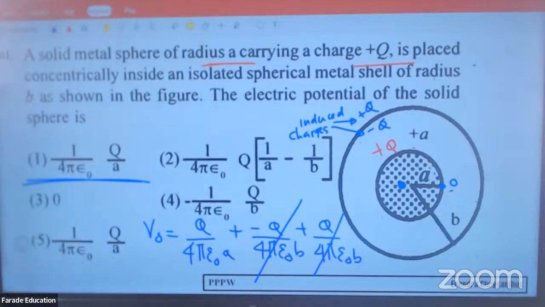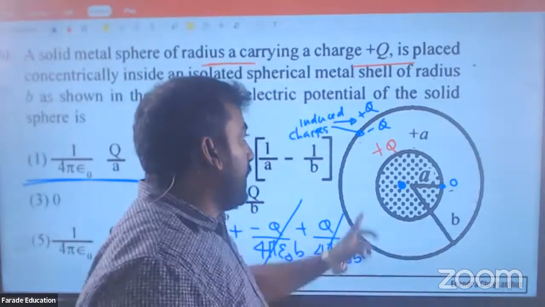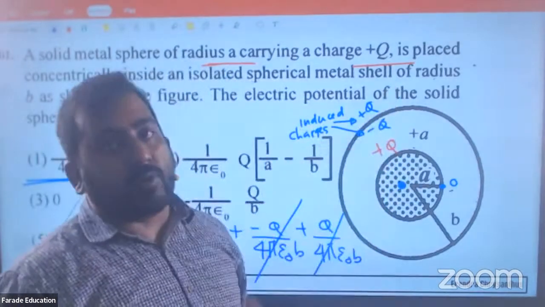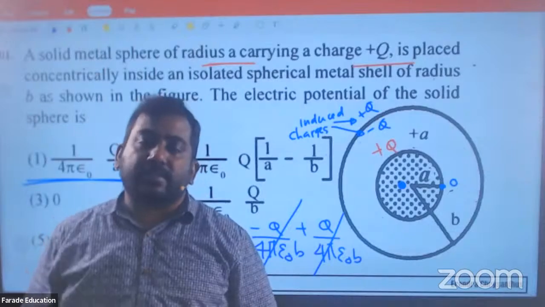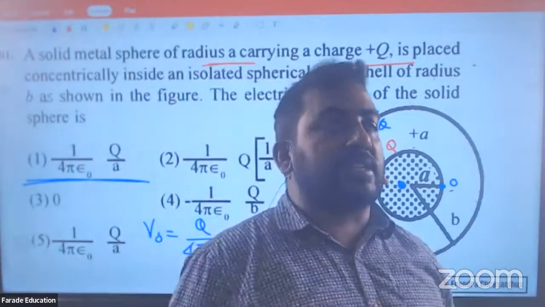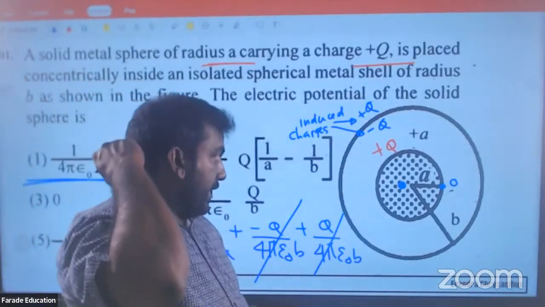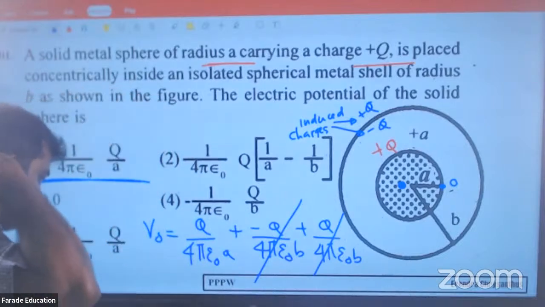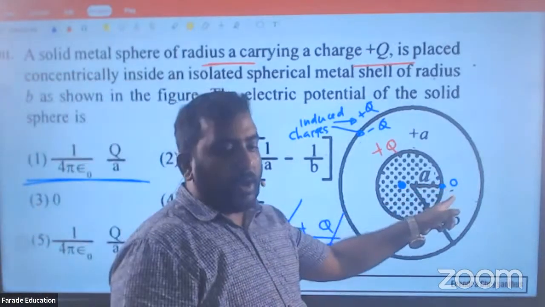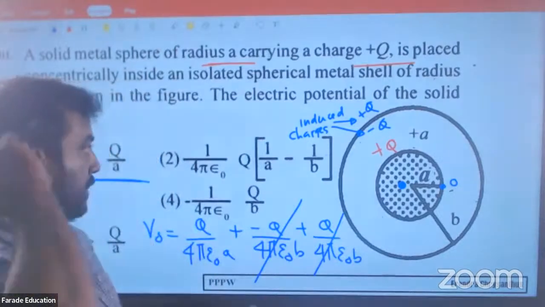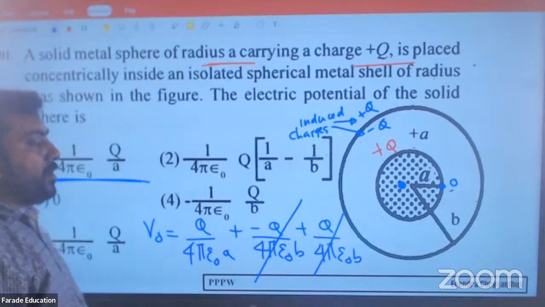Right there, we need to mark the induced charges on the inner and the outer surface, and then find the potential at point O due to all the charges.